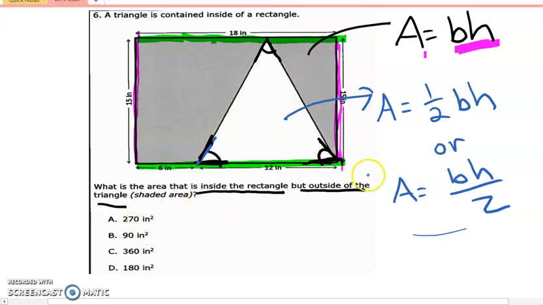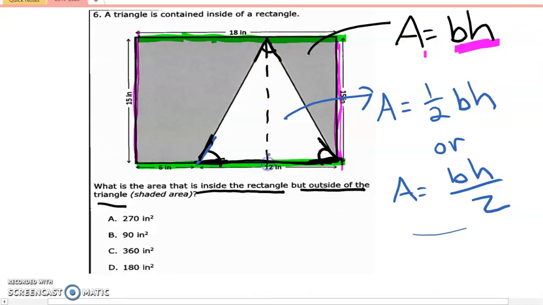So what is the height then? If this is the base, what would be the height of this triangle? Well, the height has to be that imaginary line that comes from here all the way down. That's a 90-degree angle. Well, what does that measure? Well, you have it there already. If this is 15, then this must also be 15. And so now you have the numbers you need to input here.